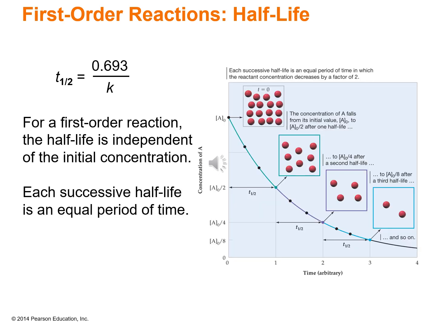The half-life of a first-order reaction is a constant because it depends only on the rate constant and not on the reactant concentration. This point is again worth noting because reactions that are not first order have half-lives that do depend on the concentrations. That is, the amount of time in one half-life changes as the reactant concentration changes for a non-first order reaction. Because the half-life of a first-order reaction is a constant, as we see here in the table, each successive half-life is an equal period of time in which the reactant concentration decreases by a factor of 2.